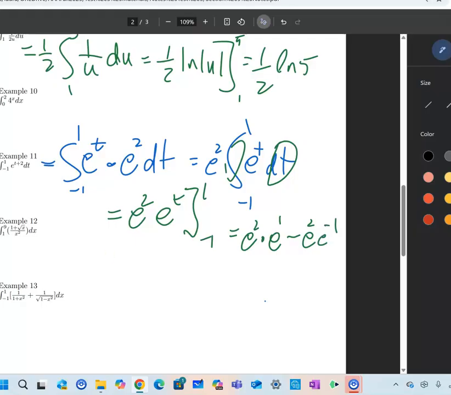So there it is, it just is. So this would be e cubed, and then minus e squared over e, right? So e cubed minus e, if you wanted to simplify that.